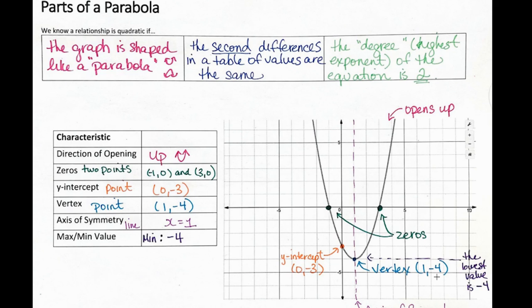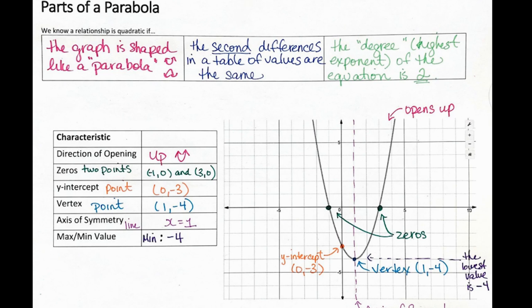the same. So with a parabola, we saw that parabolas are quadratic relationships. They are shaped like U's or rainbows, so they can open up like this one here, or they can open down. If we look at a table of values, the second differences in a table of values were the same. And the degree, or the highest exponent of the equation when we looked at it algebraically, was 2. So those were the 3 things that we looked at earlier in the course that told us if something was a parabola or a quadratic relationship.